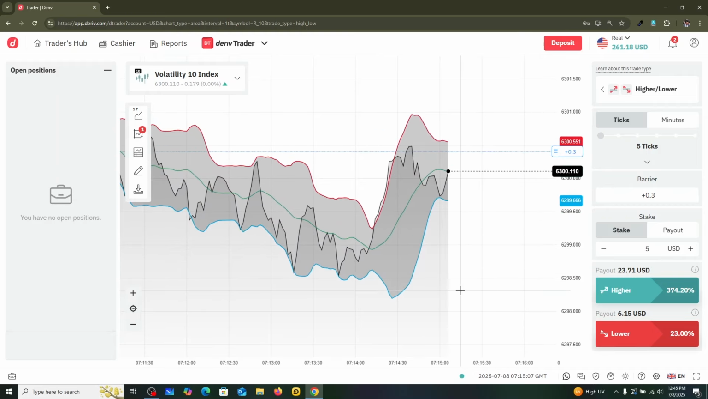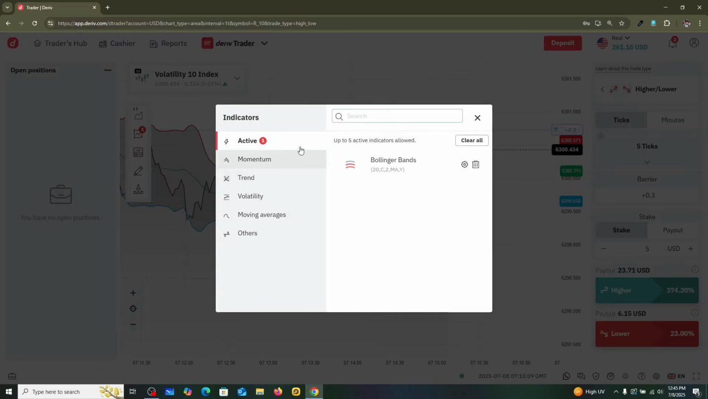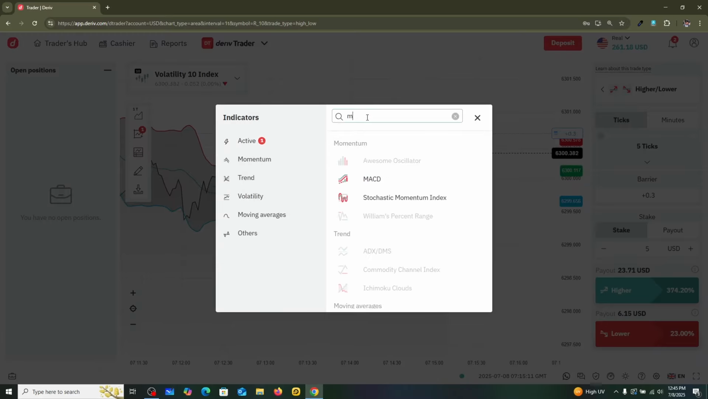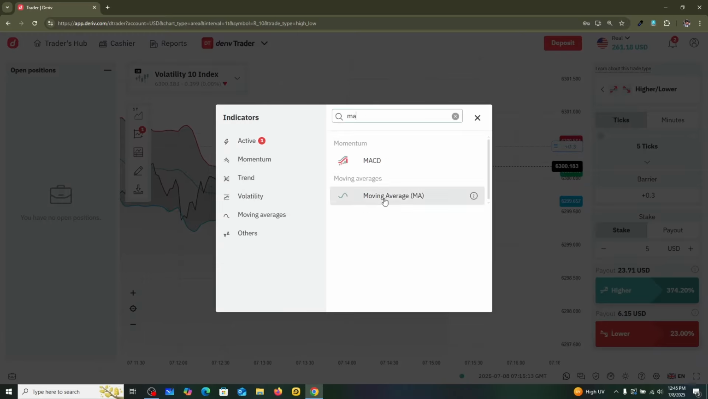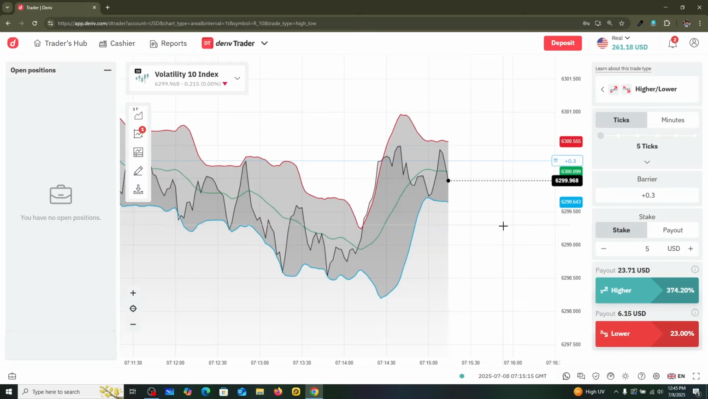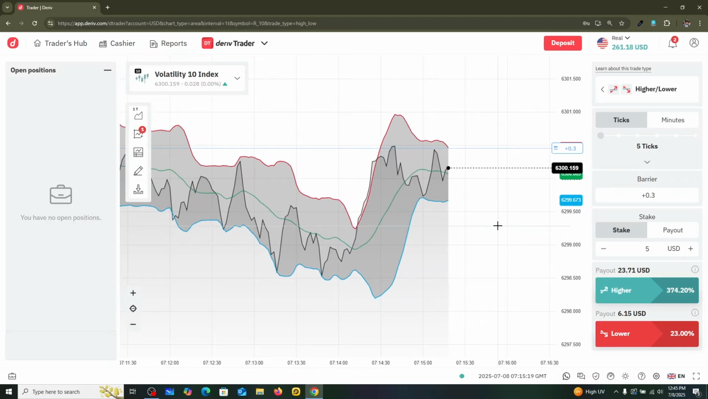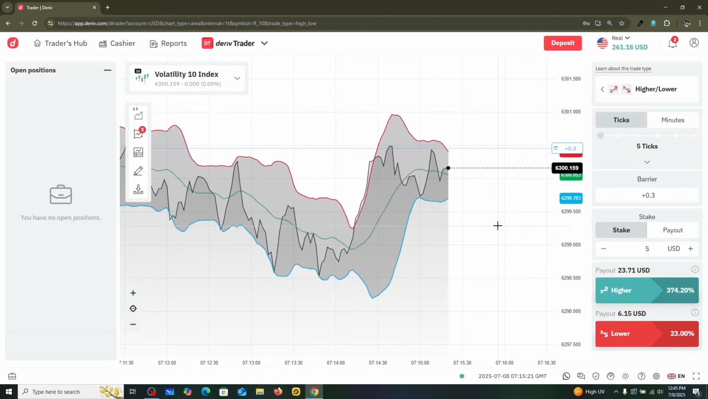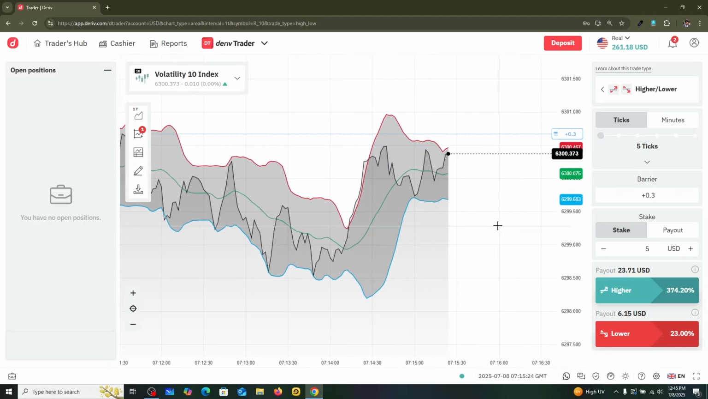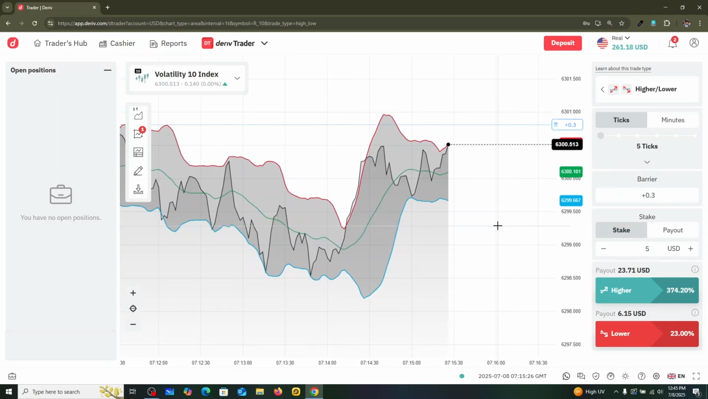You can always use some other indicators as well, like moving average, MA. We call it moving averages. I'll explain in future videos how to use moving averages so we can decide the market trend at the moment by using them.